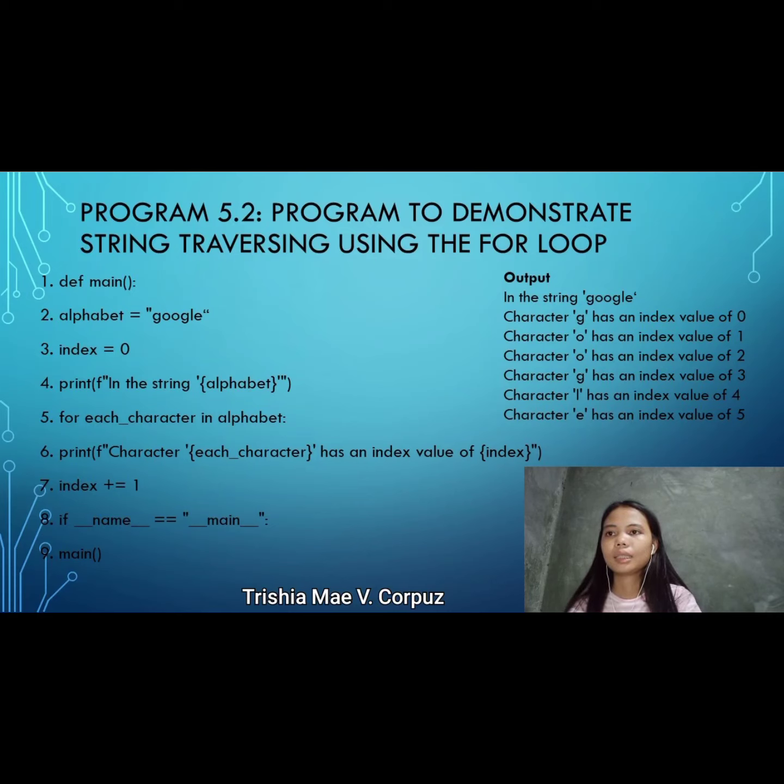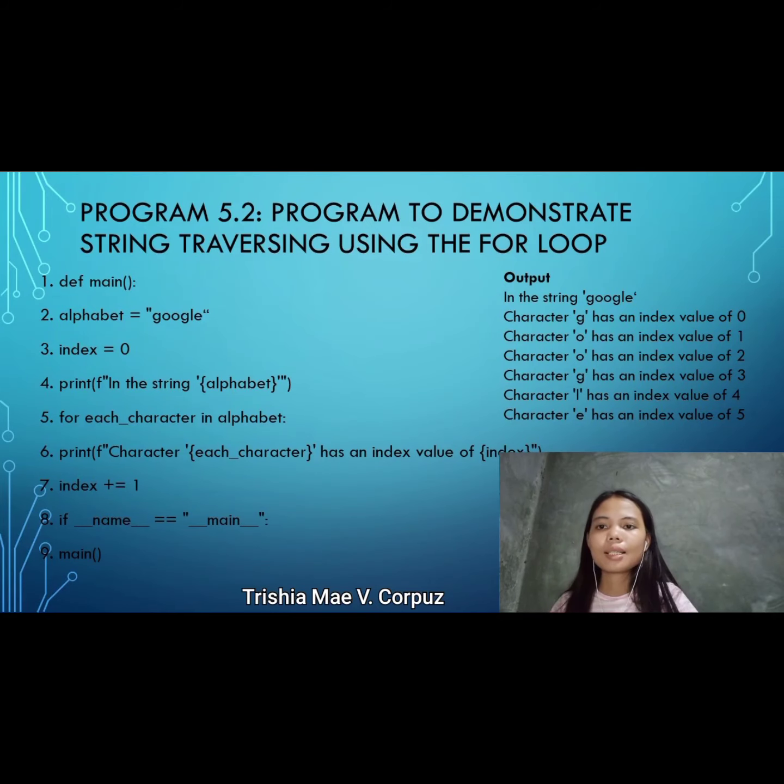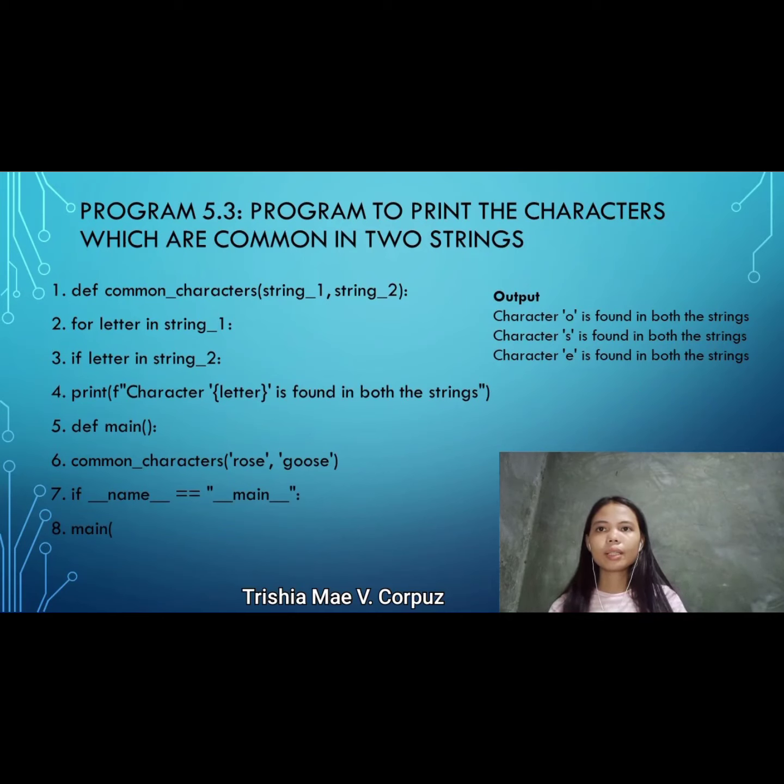Kaya ang character na G, ang index value niya ay 0. Mag-i-increment yan ng value of 1 hanggang sa last character, which is yung A. At ang index value nito ay 5. This example ay program to print the characters which are common in two strings. Etong example na to, ipiprint niya kung ano yung parehong character sa dalawang string values.